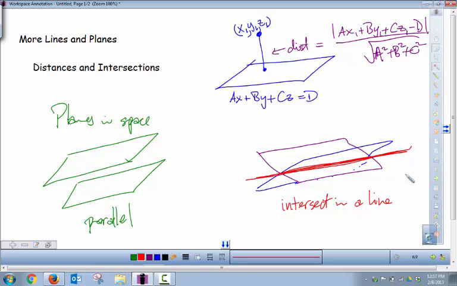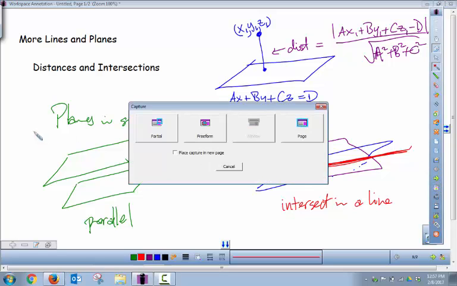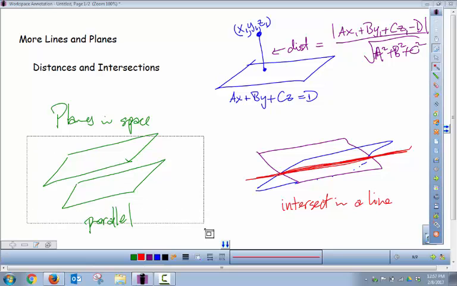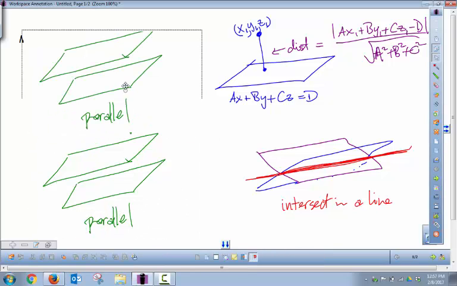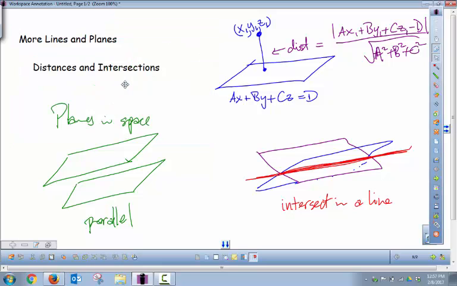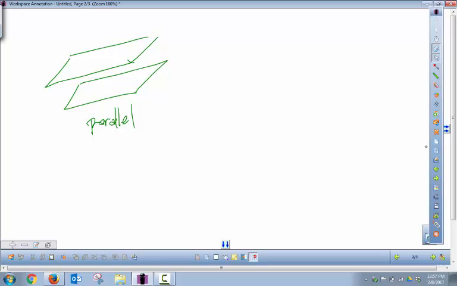So let's consider both of these scenarios, and if they don't intersect, if they are parallel and they don't intersect, then that means there must be some distance between them. So I'd be interested in finding a distance between two parallel planes. If the planes are parallel, it turns out that we can find the distance between them.